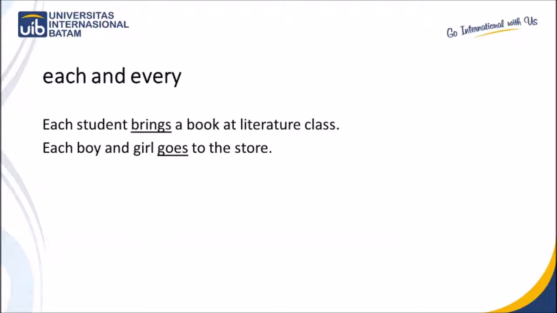And then the use of each and every. When we use each and every before a noun, we consider it as a singular noun. That is why the noun is also in the singular form. For example, in a simple present tense, the sentence is, each student brings a book at literature class. We use verb 1 plus s because when you use each, the subject is in singular form. Next, each boy and girl goes to the store. Although there are two subjects there, boy and girl, when we use each or every, it is a singular noun. That's why we put es in the verb.